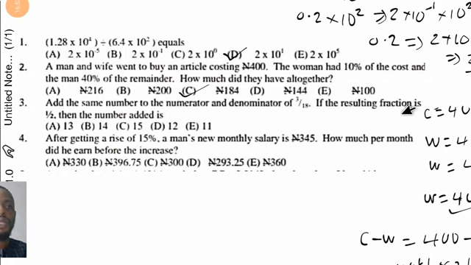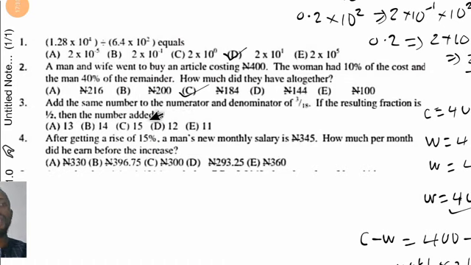If the resulting fraction is 1 over 2, then the number added is what? So what will be the number added, when we add a certain number, the same number, to the numerator and denominator of this 3 over 18?